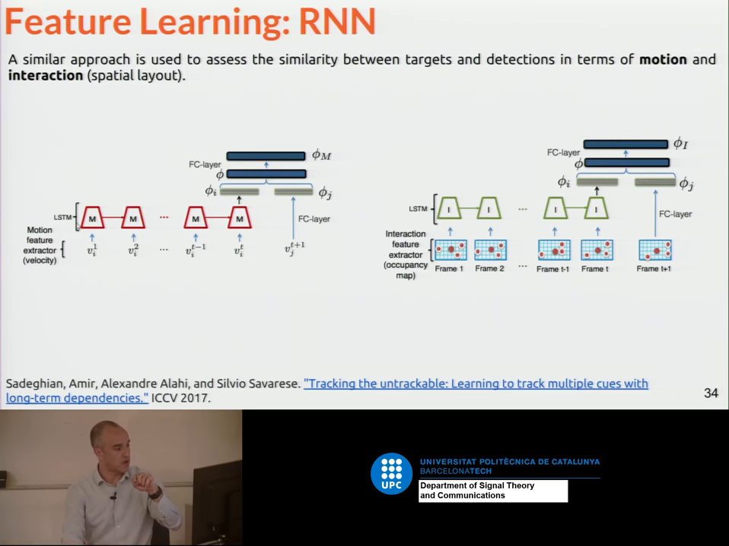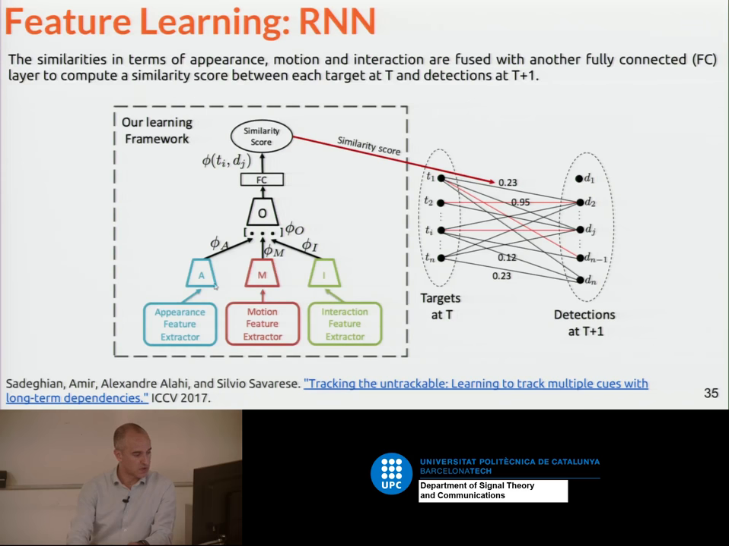Here, in this part, you are encoding the whole trajectory of the object, and you are comparing it with the motion you would have if this detected object was following this trajectory. They also encode the interaction, like how the box that you want to characterize is located with respect to the other detected objects. In the end, they fuse the appearance, the motion, and the interaction in a similarity score. And this similarity score is what allows you to match the targets that you are tracking with the detections.